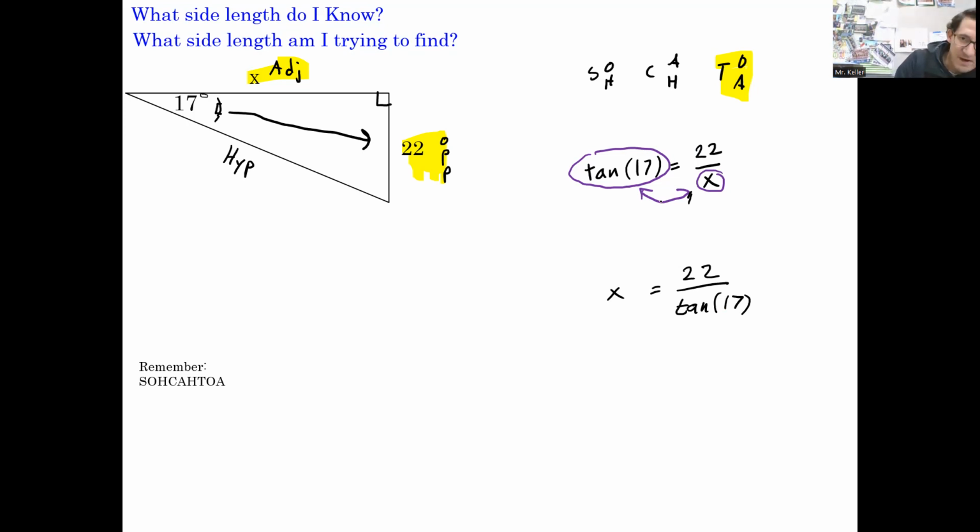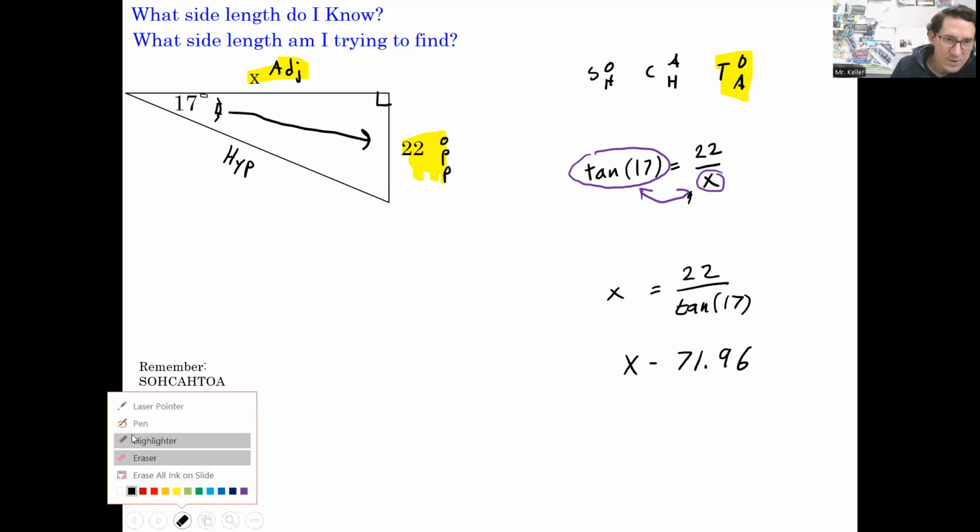So 22 divided by tangent of 17, you get 71.96. And that will do it for us.